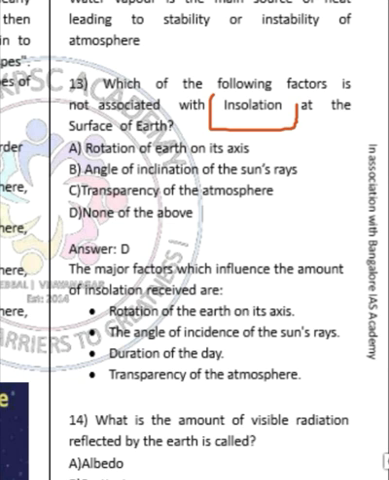So here the correct answer is option D, all of the above factors influence the amount of insolation. So what are the factors? It includes rotation of Earth, the angle of incidence of sun rays, duration of the day, transparency of atmosphere. All of these factors affect the incoming solar radiation. All these are general observations you make in your day-to-day life.